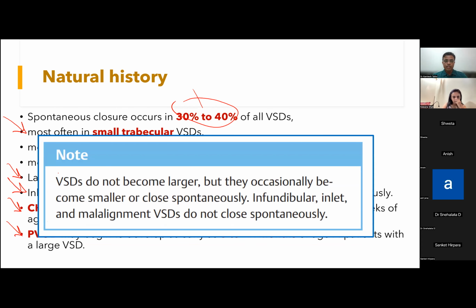So one has to note that VSDs do not become larger, but occasionally become smaller or close spontaneously. But infundibular, inlet or malaligned VSDs will not close spontaneously. One has to remember that. Sometimes we have also seen in our practical experience that there are a lot of muscular VSDs, and the surgeon operates and closes only one or two VSDs. Later on, a smaller VSD, which was very small to start with, starts looking bigger.